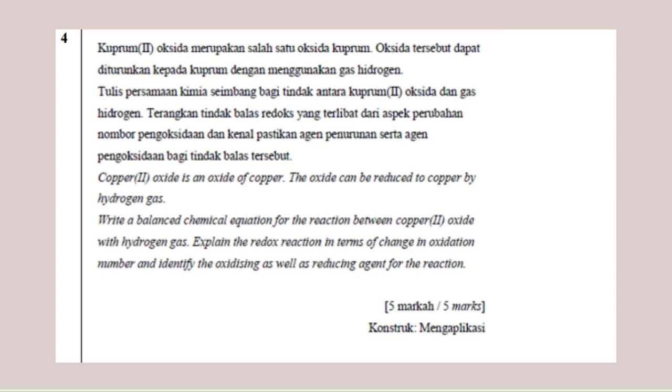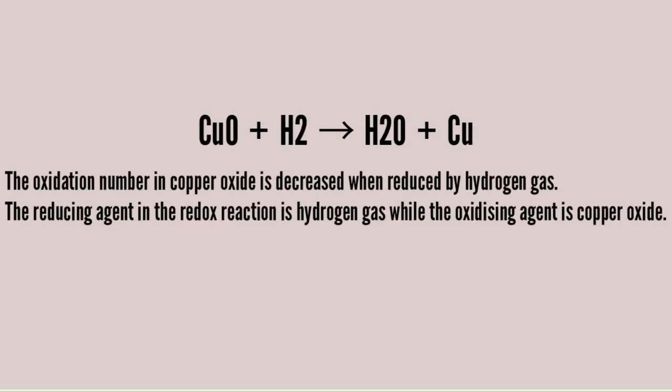Number 4. The balanced chemical equation for the reaction is CuO + H2 → Cu + H2O. The explanation is that the oxidation number in copper oxide is decreased when reduced by hydrogen gas. The reducing agent in the redox reaction is hydrogen gas, while the oxidizing agent is copper oxide.